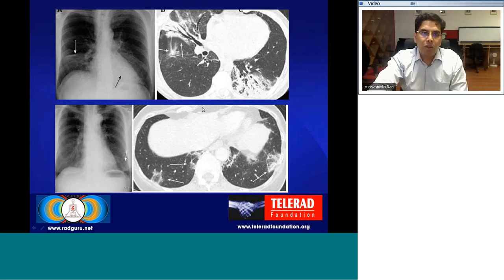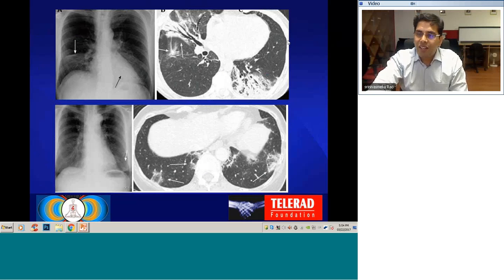So now a small quiz. What is this now? I have a few images which look like pneumonia. Do you think it is a pneumonia? Any responses?